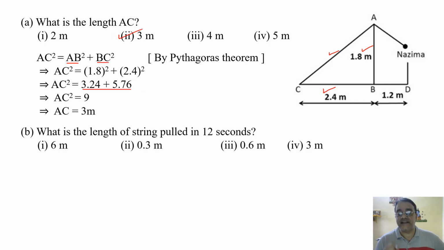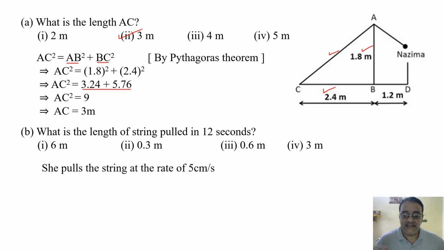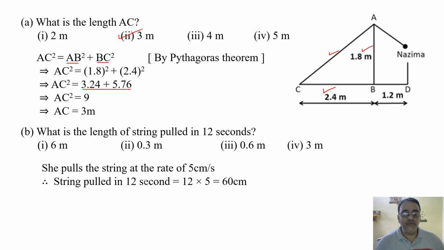What is the length of string pulled in 12 seconds? So speed is given. Speed is given 5 centimeter per second. And the time is also given, 12 seconds. So we have to multiply both. Speed into time. Distance is equal to speed into time. So string pulled in 12 seconds is 12 into 5, that is 60 centimeter. Okay, 60 centimeter means 0.6 meter. And the correct option is the third one. This is clear? Yes, sir.